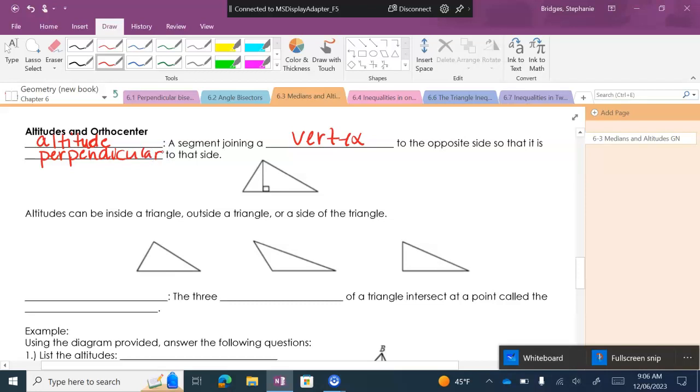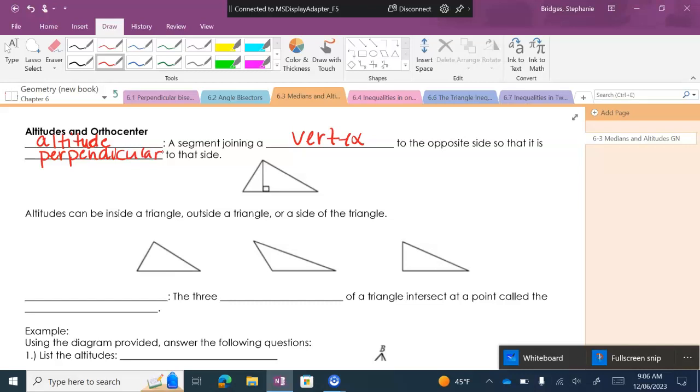And so again, the altitude is going to come from a vertex, and it's going to go straight down, and it's going to be marked perpendicular. This is where I need you to understand the difference between the only two that have perpendicular in them: perpendicular bisectors and altitudes. Okay, everybody look at the board. Perpendicular bisectors do not have to come from a vertex. They are just straight perpendicular, cutting that bottom part in half. Whereas the altitude has to come from a vertex. That's the difference between the two.